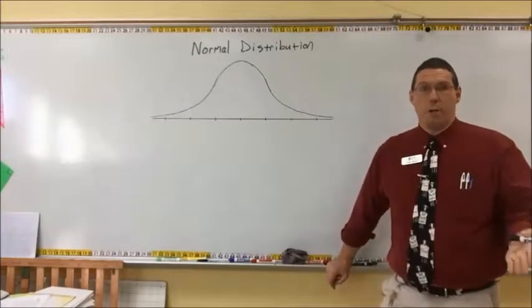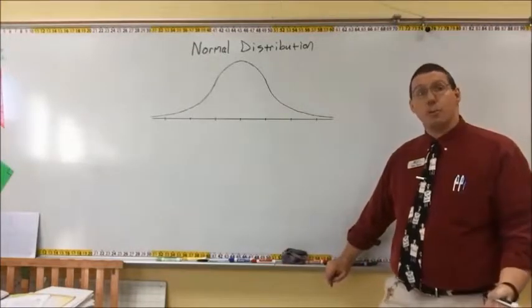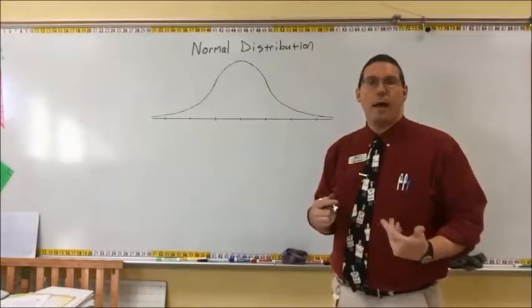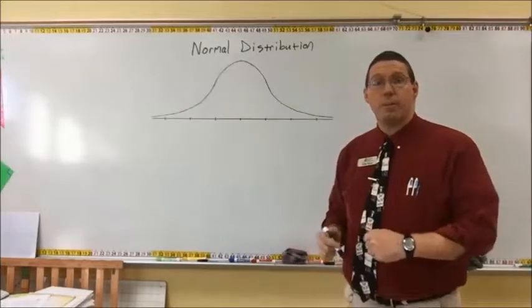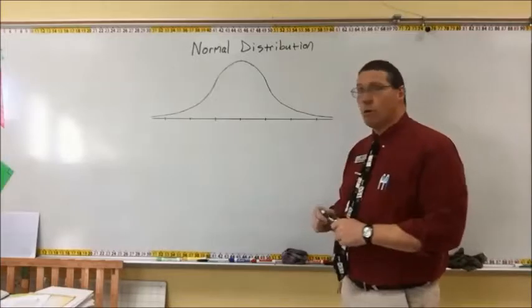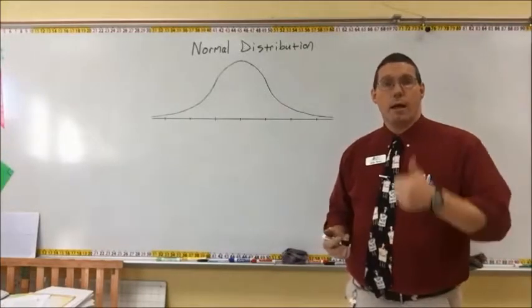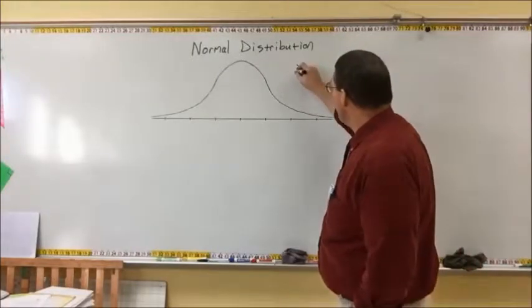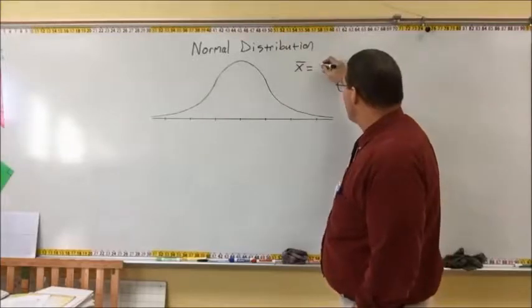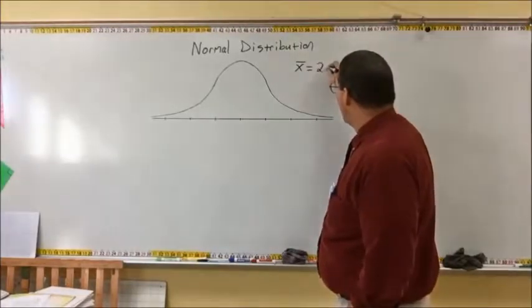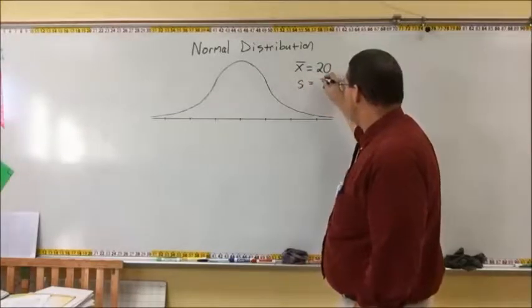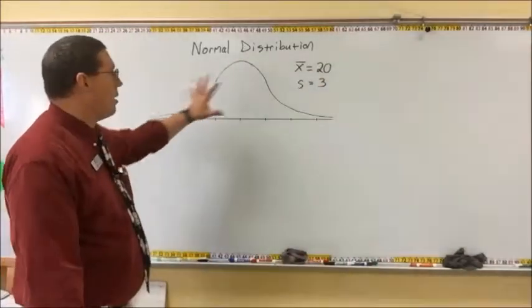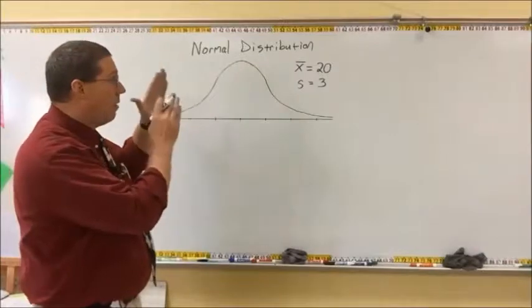So now the rest of what we're going to learn today is basically the beginning of how to use the normal distribution curve as a tool. The first thing I'm going to teach you is how to make a normal distribution curve using a mean and a standard deviation. And that's all you need, just a mean and a standard deviation. So let's say the mean of a sample is 20. And let's say the standard deviation is 3, okay? We can take that information and we can create a normal distribution of that population.